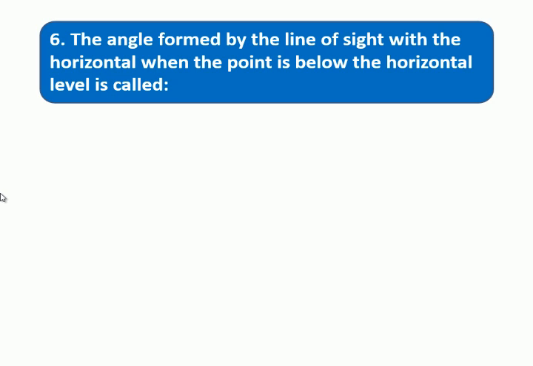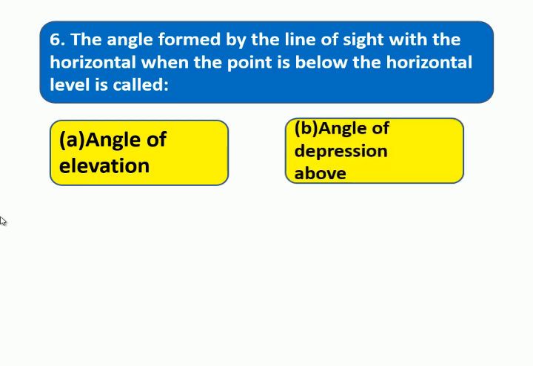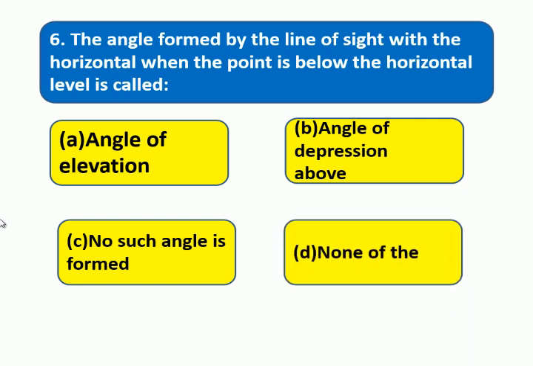The angle formed by the line of sight with the horizontal when the point is below the horizontal level is called: so you have to give a particular answer. Is it the angle of elevation, the angle of depression, no such angle is formed, or none of the above? Identify the correct one, either A, B, C or D.